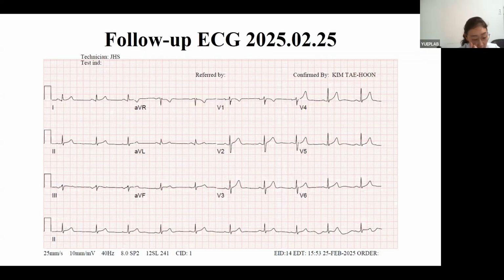So this is the patient's post-ablation ECG. So that's after the ablation? Mhm. Okay. What's that? So what do you see?